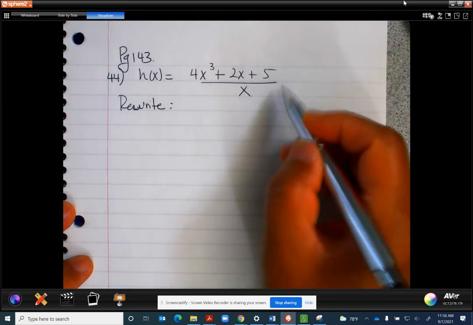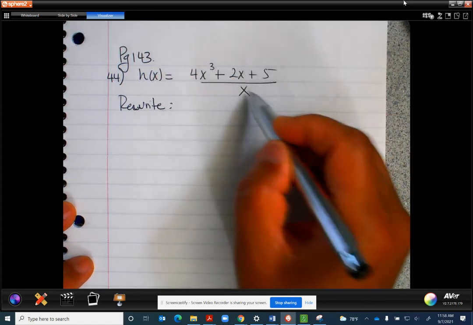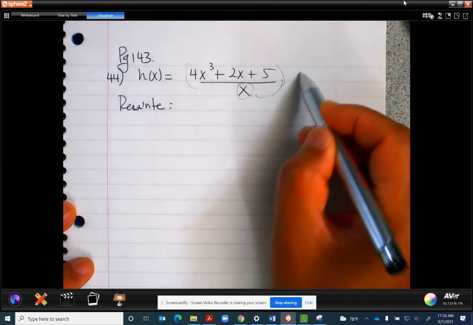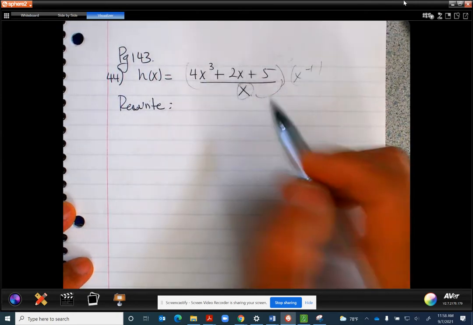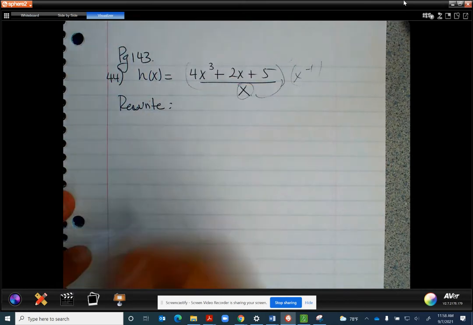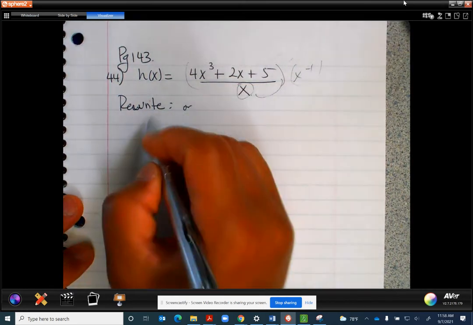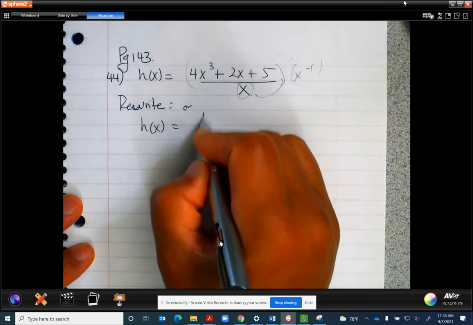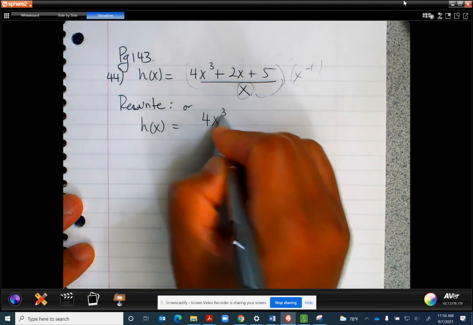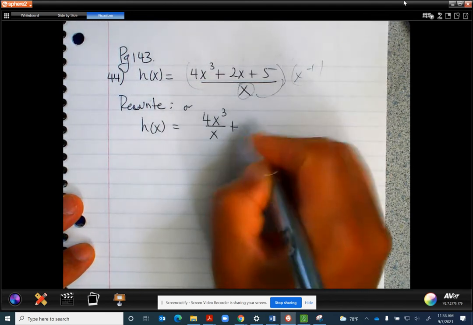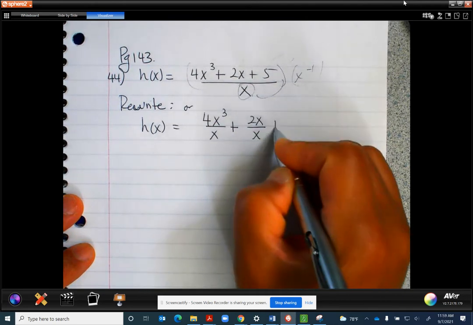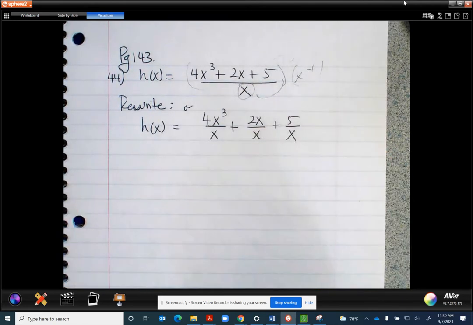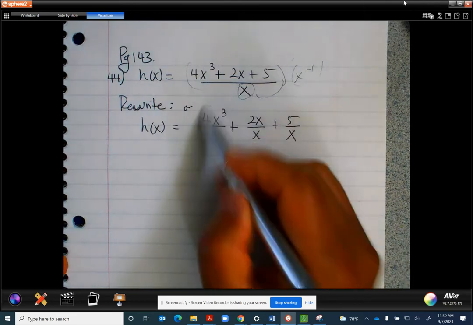Yeah, so you can do that. Okay, he says you can move this to the top. You can multiply by x to the negative 1 and distribute all of them, which is fine. Or you can actually just separate them, which would be the same thing. So this is 4x to the third over x plus 2x over x plus 5 over x. It's the same thing. So what happens over here?